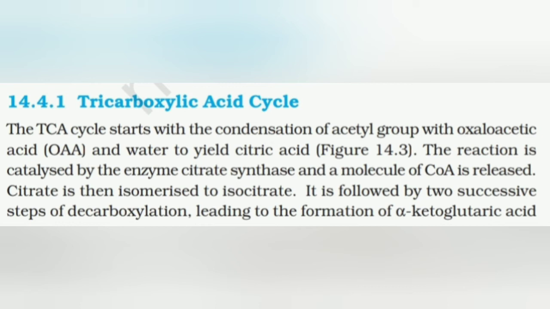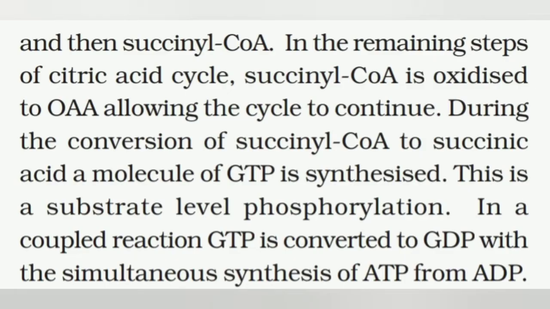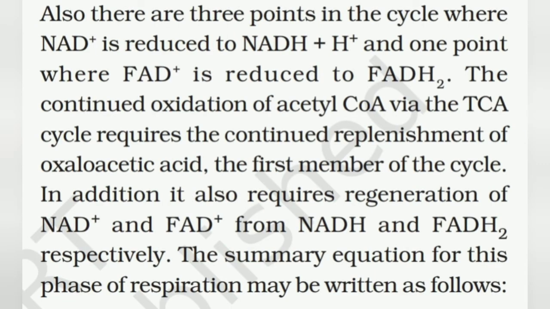It is followed by 2 successive steps of decarboxylation leading to the formation of alpha ketoglutaric acid and then succinyl coenzyme A. In the remaining steps of the citric acid cycle, succinyl coenzyme A is oxidized to OAA, allowing the cycle to continue. During the conversion of succinyl coenzyme A to succinic acid, a molecule of GTP is synthesized. Here, the nitrogenous base is guanine. This is a substrate level phosphorylation. In a coupled reaction, GTP is converted into GDP with the simultaneous synthesis of ATP from ADP.